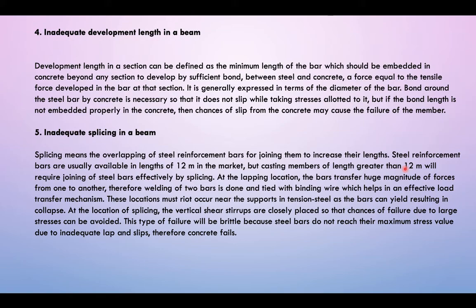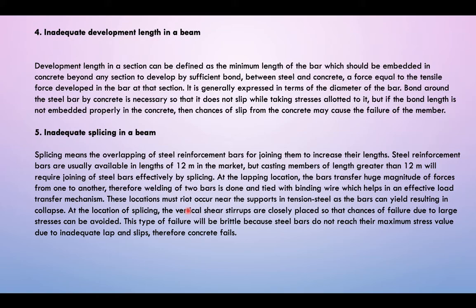Steel reinforcement bars are usually available in 12 meter lengths in the market, but casting members of length greater than 12 meters will require joining the steel bars effectively by lapping. At the lapping location, the bars transfer a huge magnitude of forces from one to another, therefore welding of two bars is done and tied with binding wire, which helps in an effective load transfer mechanism. These locations must not occur near the support and in tension steel, as the bars can yield, resulting in collapse.